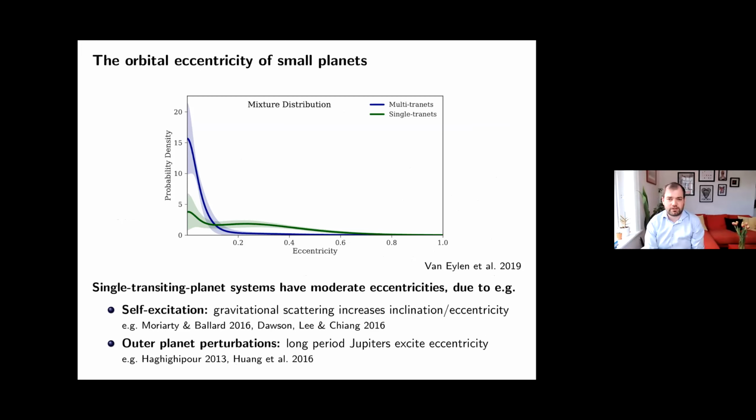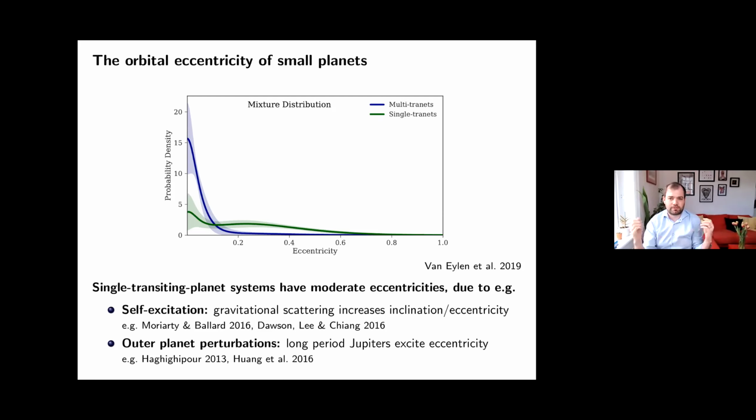And the singles, on the other hand, you still have that peak, but there is a much longer tail towards having more systems with higher eccentricities. And so that was interesting. That suggests that there's some clear dynamical difference between these systems, and that, of course, begged the question as to why that was the case. And I think there are two main theories that now potentially could explain this. And so you need to understand how you would get the eccentricities in the first place. And so one picture has to do with what's called self-excitation.